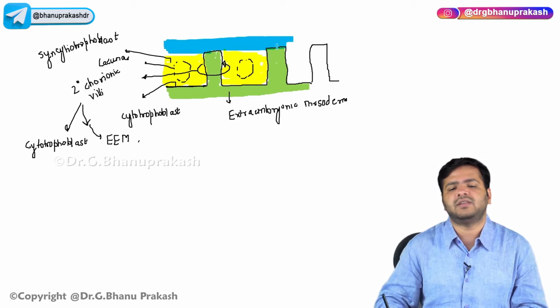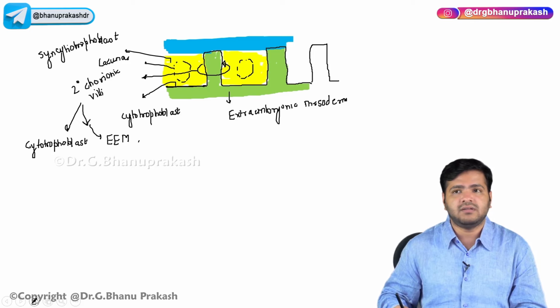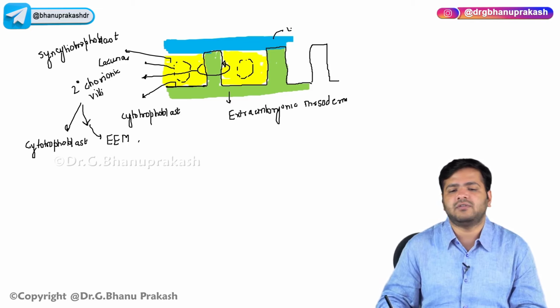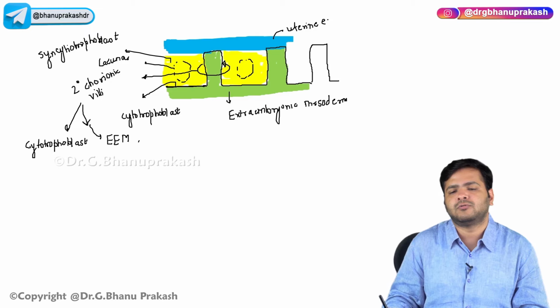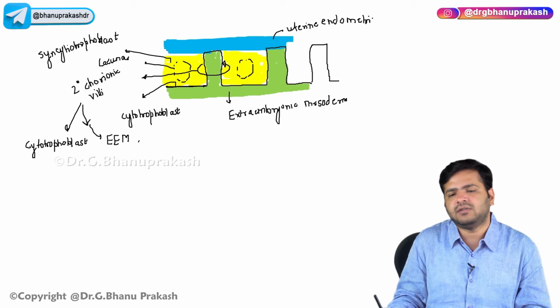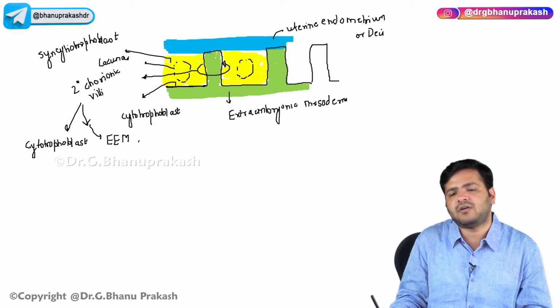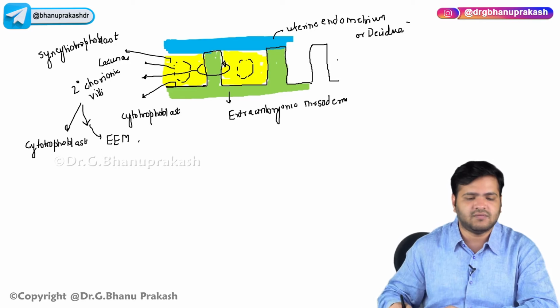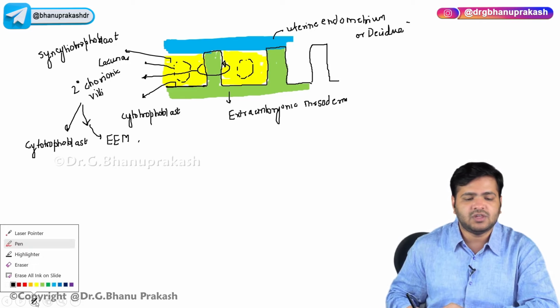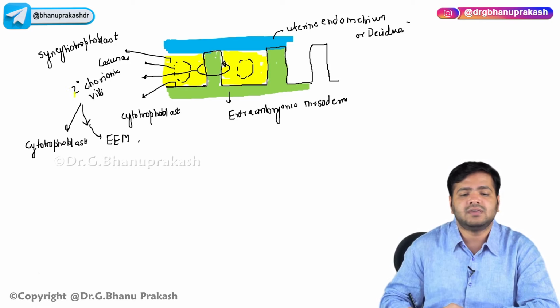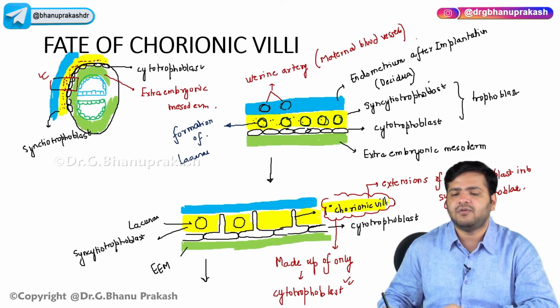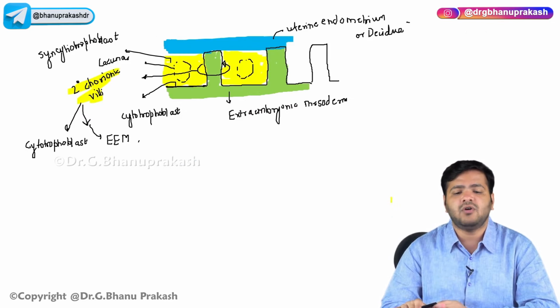So this is the uterine endometrium, which is carrying the maternal arteries or the uterine arteries, right? It is better to call it the decidua because after implantation it is given a special name, the decidua. So that is how the secondary chorionic villi is formed. So we have seen the primary villi and the secondary villi formation. I hope this is clear to everyone. Now coming on to the tertiary villi.